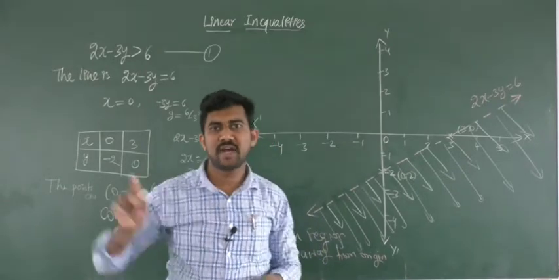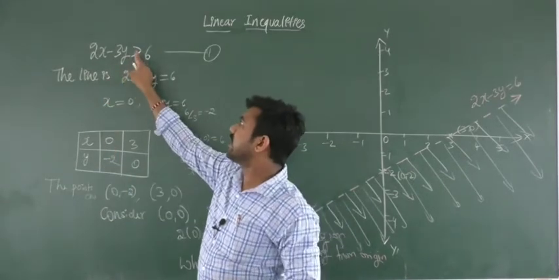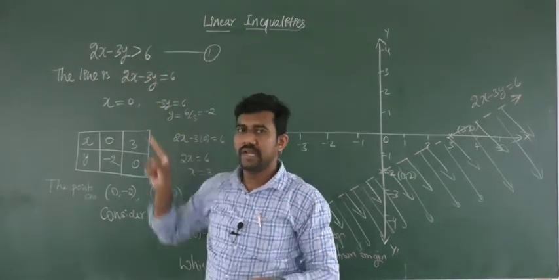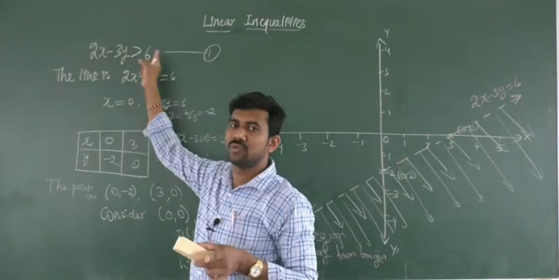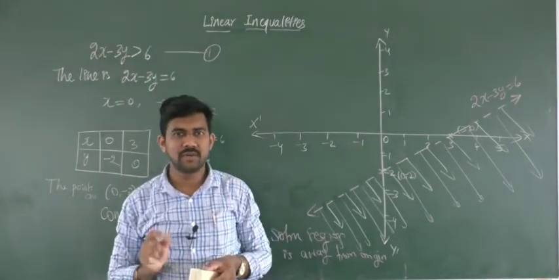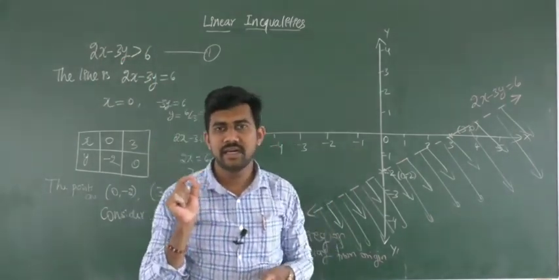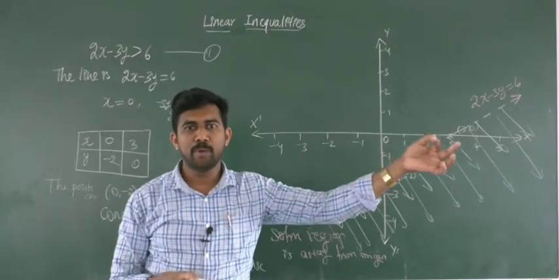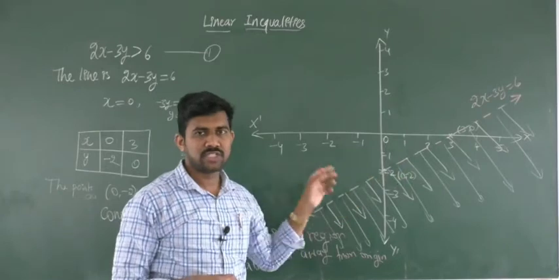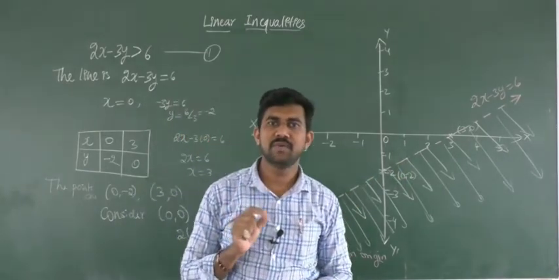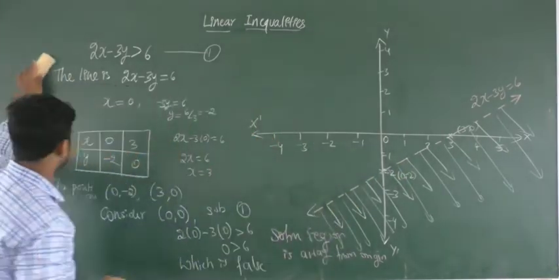If you have a slack inequality, then you will get greater than or equal to. So if you consider any point on the line, you will get a value equal to the RHS value. So we can say that in a slack inequality, all the points on the line are also included in the solution region, but here not. Okay, so you understood? Now we'll see the next question.